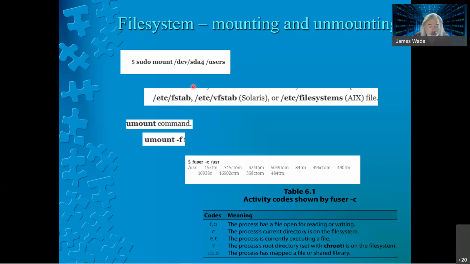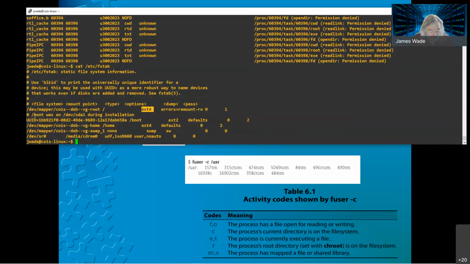It's gone. What you have to do is put it in this fstab and tell this fstab, or vfstab if it's Solaris, or file systems if it's AIX, right here to mount. See how here, look at this. Here's the home directory, folks. I created a volume group. Here's the file system type.